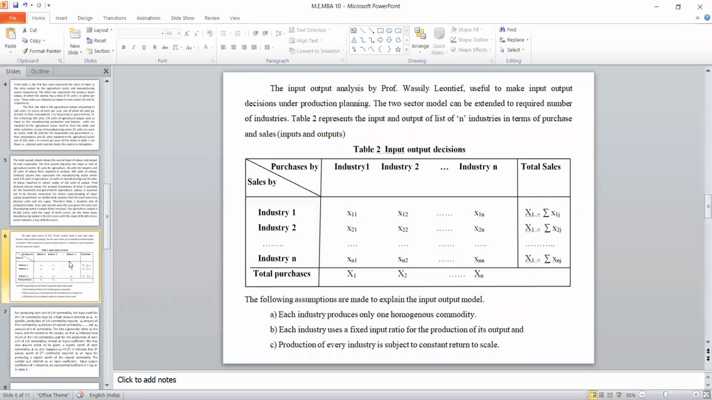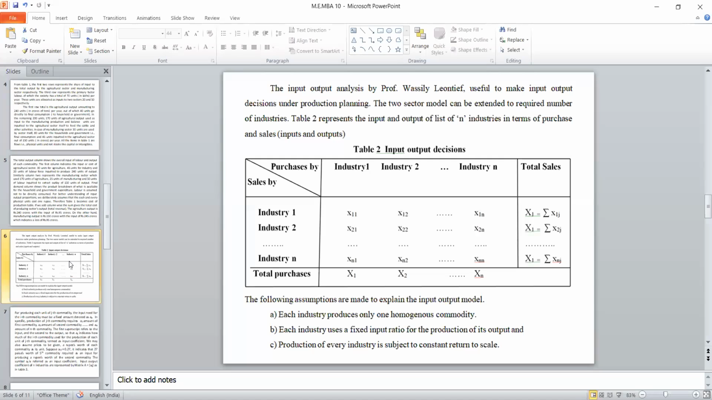Likewise, for the second industry, we can write X21, which means the second industry's output for the first industry's input. X22 means the second industry's output for the second industry's own input. Similarly, what is the third column? It will be X23, the second industry's output for the third industry's input. Likewise, it continues up to the nth industry. Then what is the last one? X2n, that is the second industry's output for the nth industry's input.